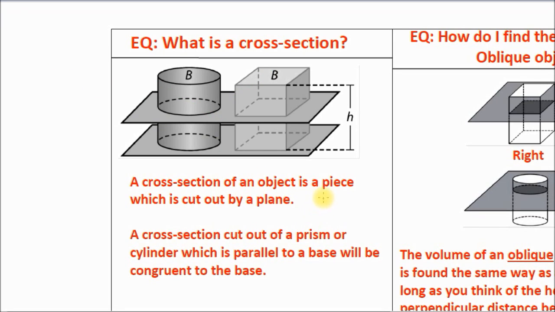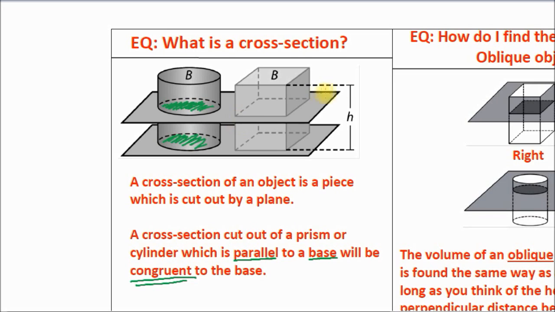Now, the second part here: a cross section cut out of a prism or cylinder which is parallel to a base will be congruent to the base. So if I had this plane sitting right here parallel to my base, and I slid that plane part way up, and right where that plane was cutting through our shapes I took that slice out, this slice right here is going to be congruent to the base.